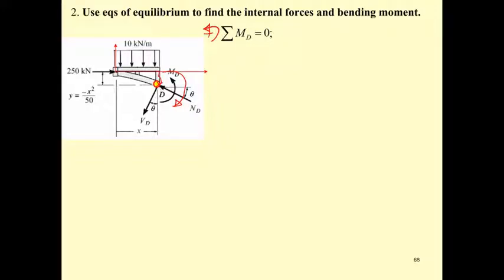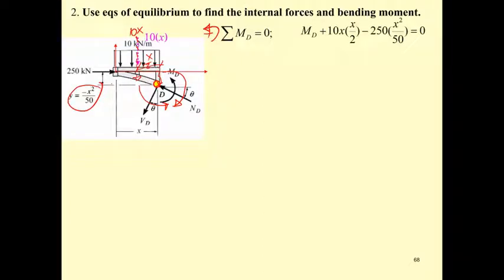And what do we have else? This is going to be 10 times x, and the distance here is going to be what? X divided by 2. So this is going to produce the moment with M sub D. So M sub D plus 10x times x divided by 2, and minus what? Minus 250 times this y, and then you get this equation.